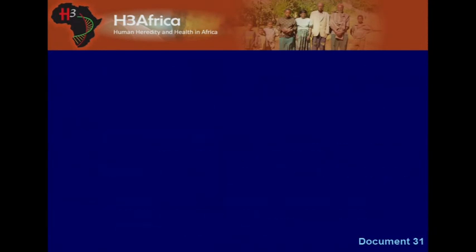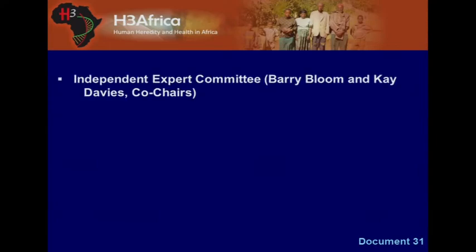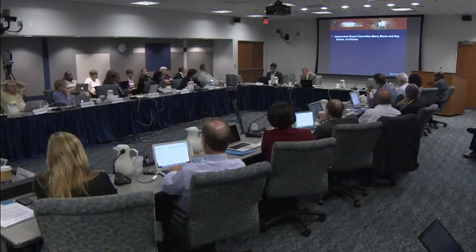Now that the program is underway, an independent expert committee has been assembled to advise the program. That new group will be comprised of scientific experts from the UK, from the United States, and from Africa, and will be co-chaired by Barry Bloom as the NIH representative and Kay Davies as the Wellcome Trust representative. Council members Rex Chisholm and Carlos Bustamante have also agreed to serve on the independent expert committee. Thanks to both of them.